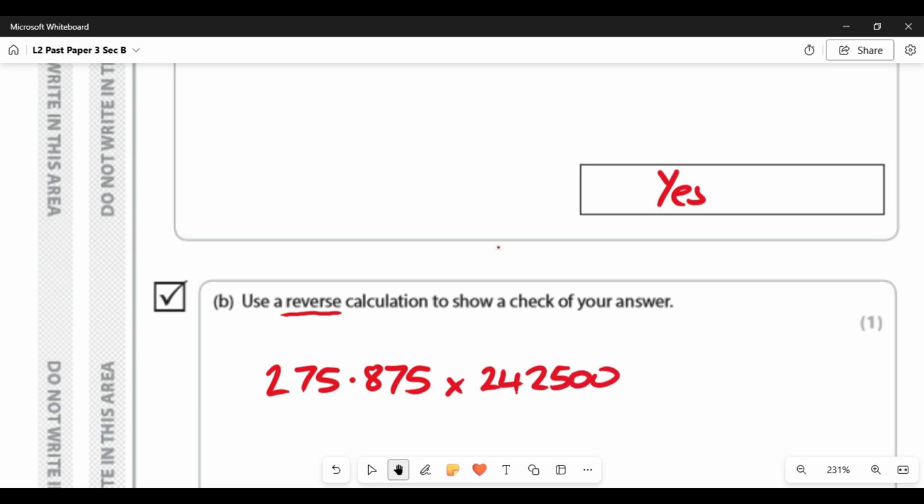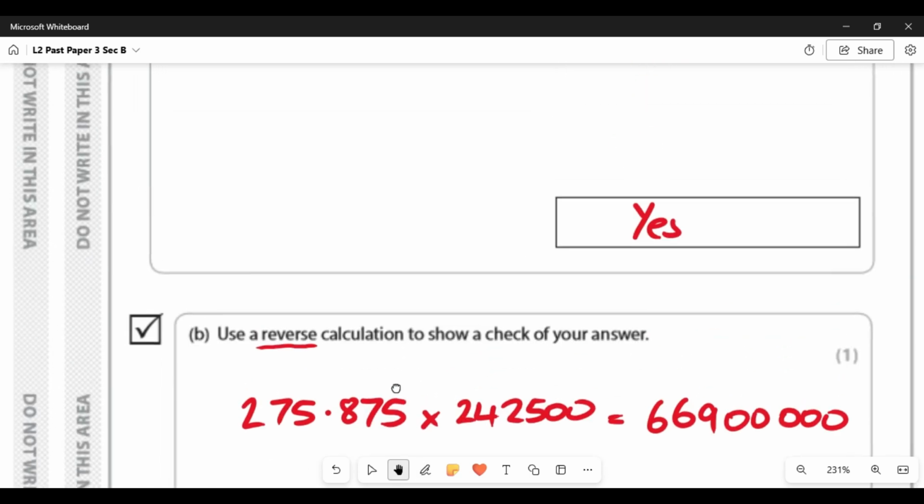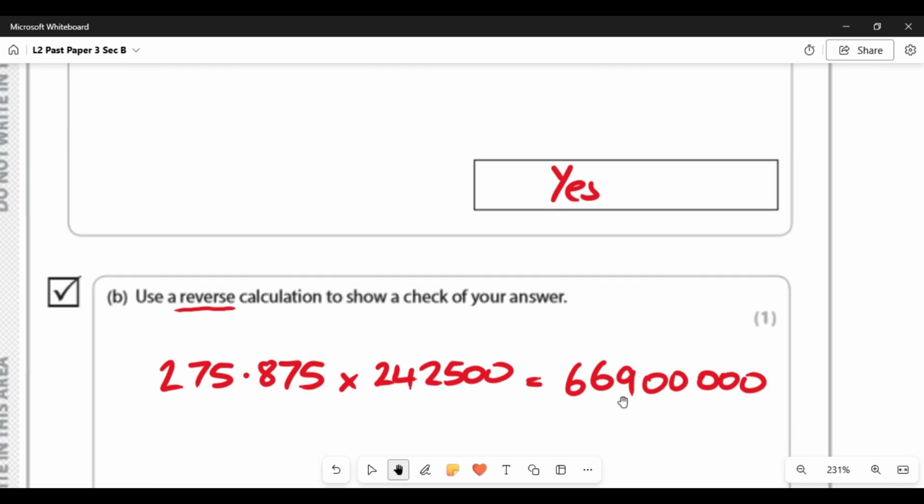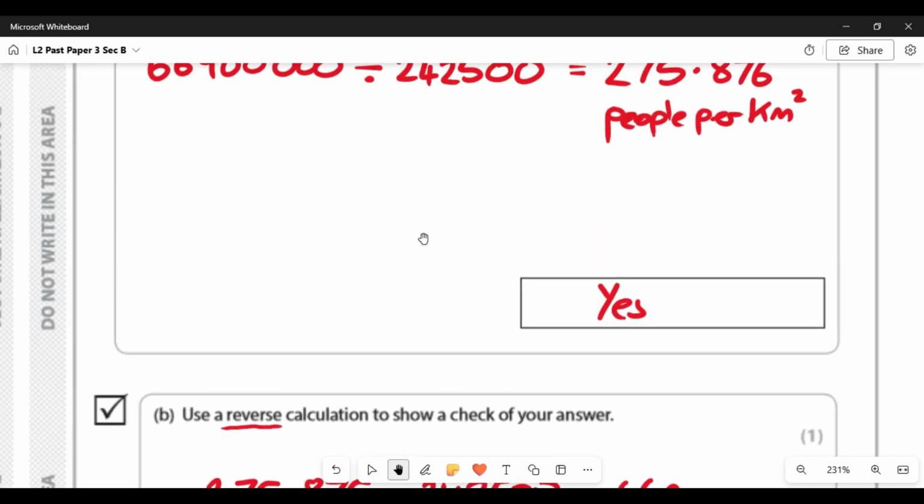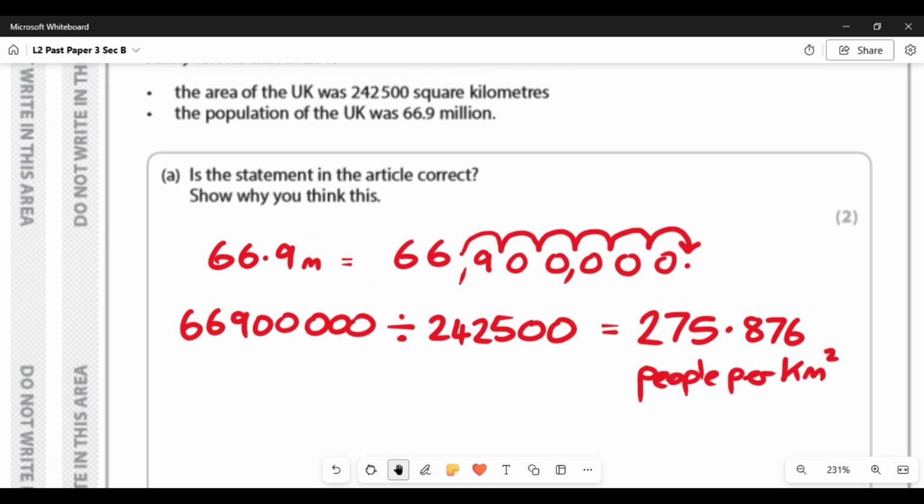So on my calculator, I'll just keep it as it is. I've still got my answer on my calculator, in fact. So I'm going to times that by 242,500. Yeah, it does give me exactly the same as before, 66,900,000. So there's your answer, and it does work. For 1 mark, obviously you have to show the original number, which was the 66,900,000 in the original question.